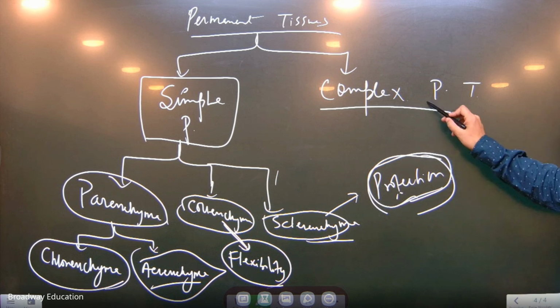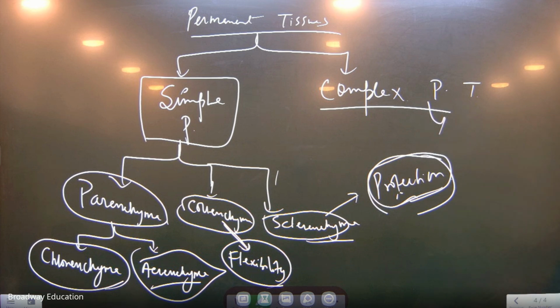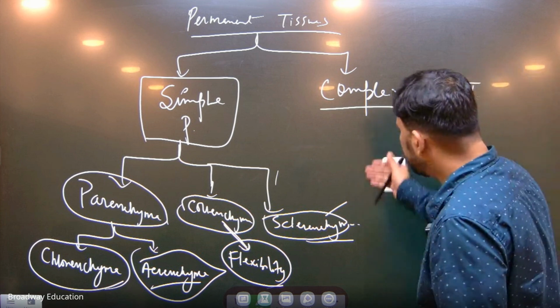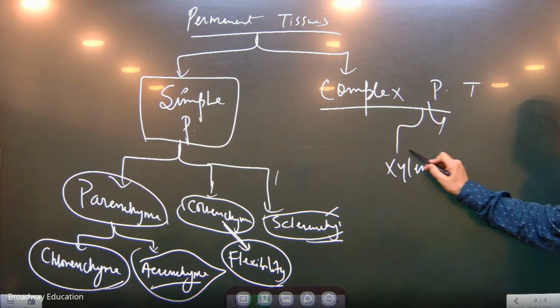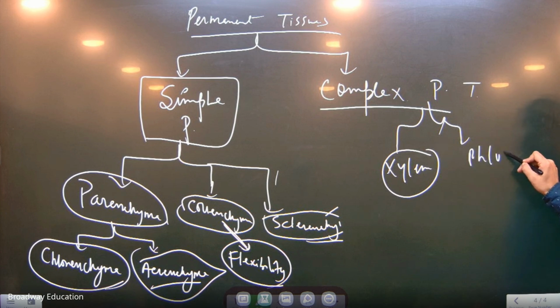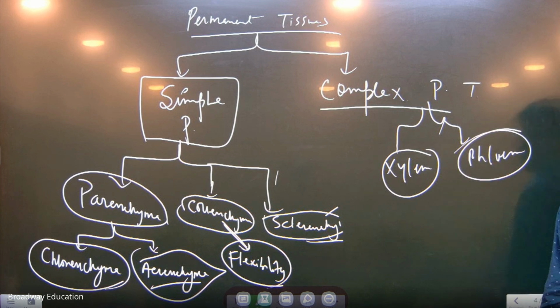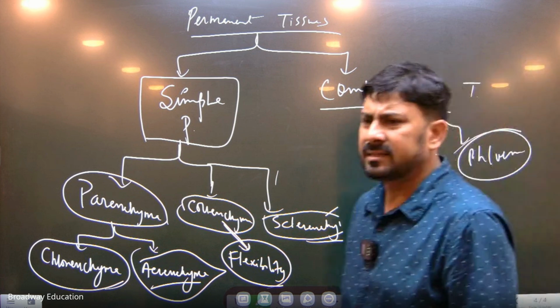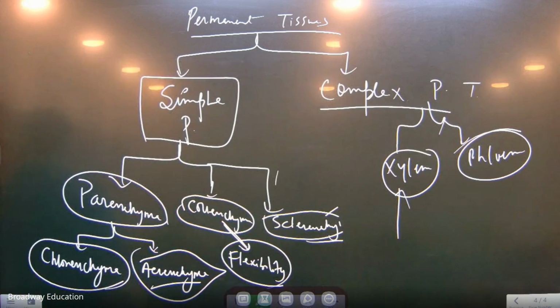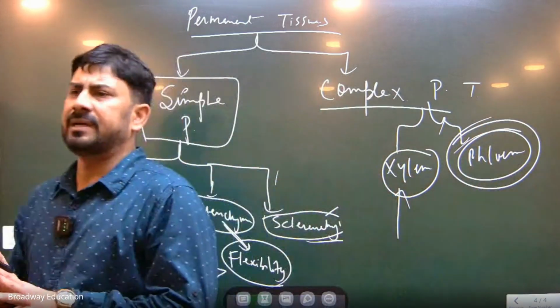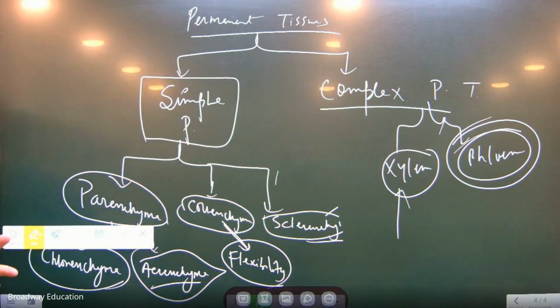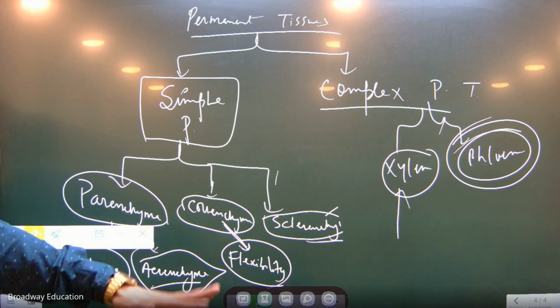Now, after this, we also discussed the complex permanent tissues. In the complex permanent tissues, we discussed two types: the xylem and the phloem. The main function of xylem is the conduction of water and minerals from the roots to the leaves or the photosynthetic part of the plant. Is this part clear? Whereas the function of the phloem is to transfer the prepared food material from the leaves or the photosynthetic part to different parts of the plant.